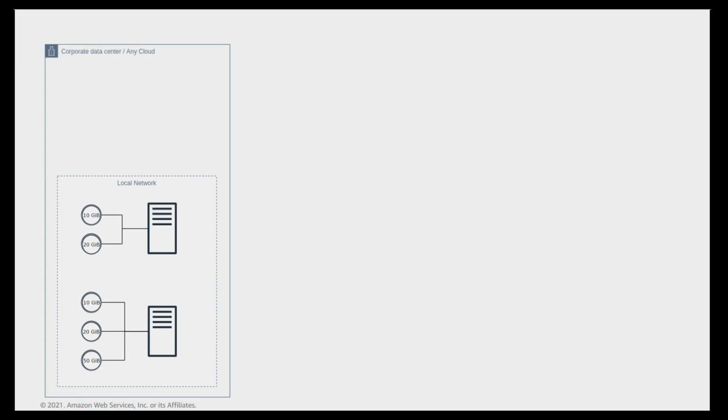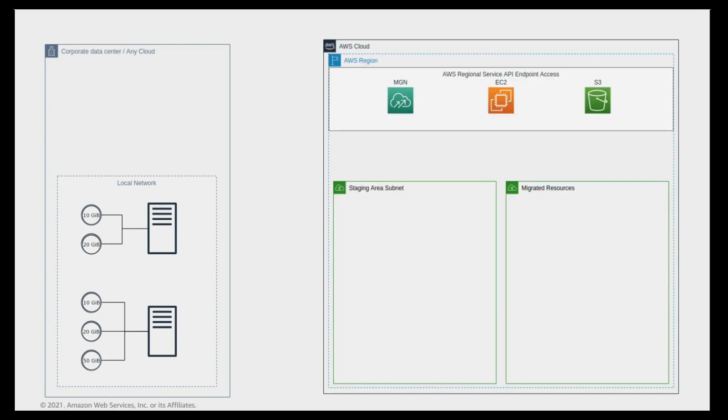On the left side, we have the source environment, which can include a combination of physical, virtual, or cloud servers. In this example, the source environment has 2 servers, with 2 disks attached to the top server and 3 disks attached to the bottom server. On the right side, you see the AWS region where the servers will be migrated. In this example, the subnets have already been defined.